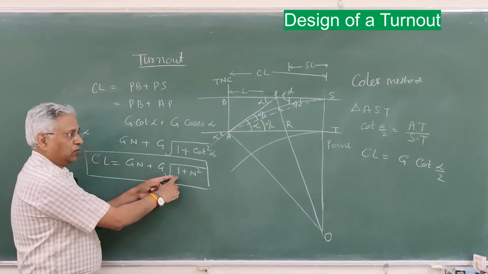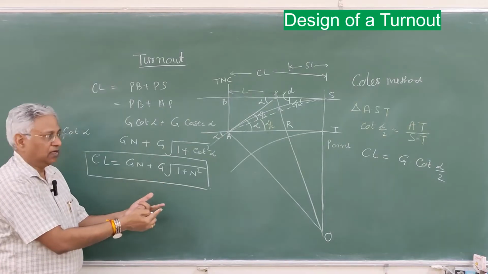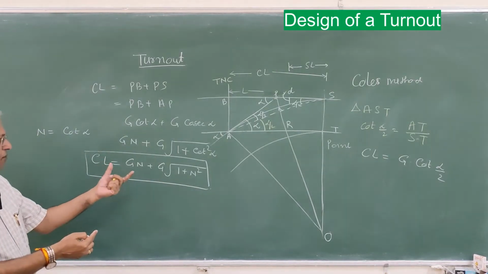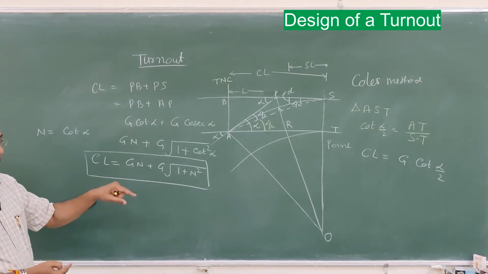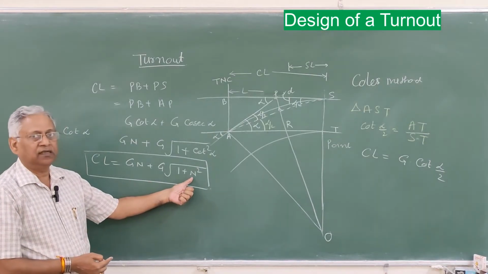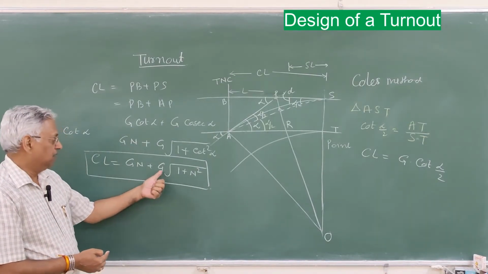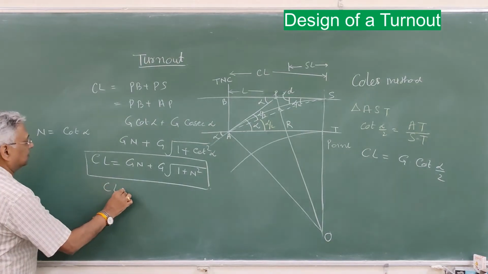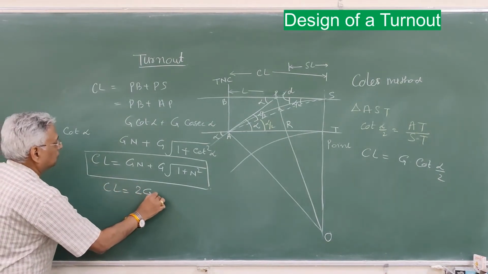You can also write 1 plus n square equal to n square because it will be approximately, because n is large. So 1 plus n square may be taken as n square, and therefore it will be 2gn. CL is equal to 2gn.